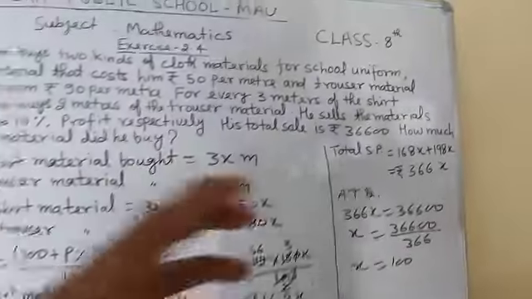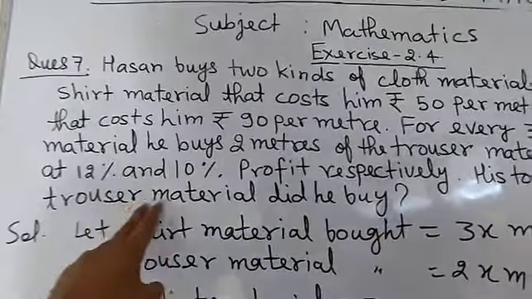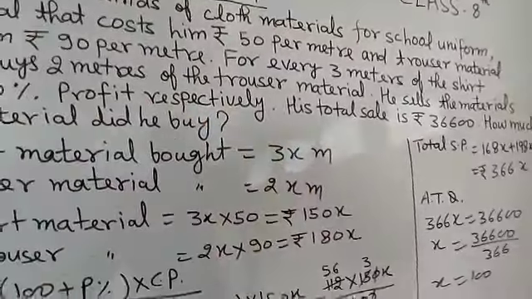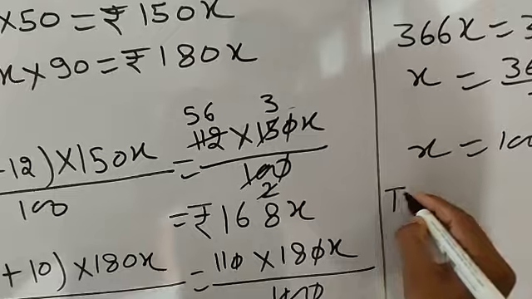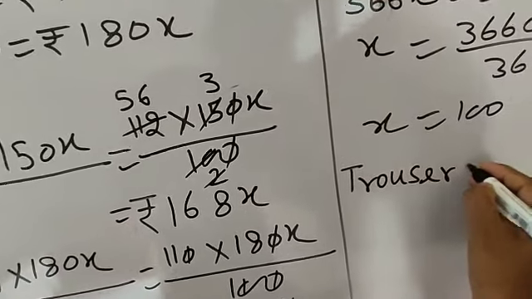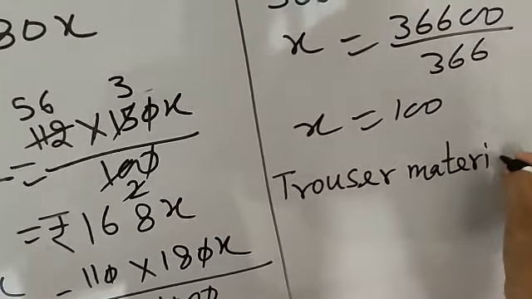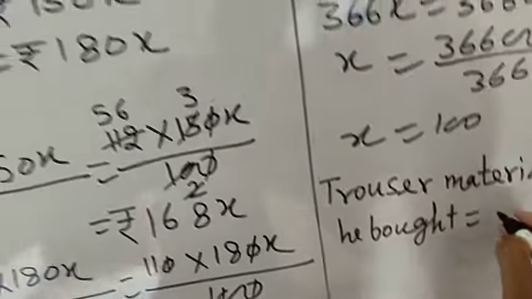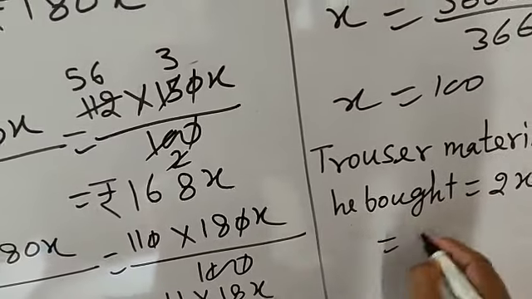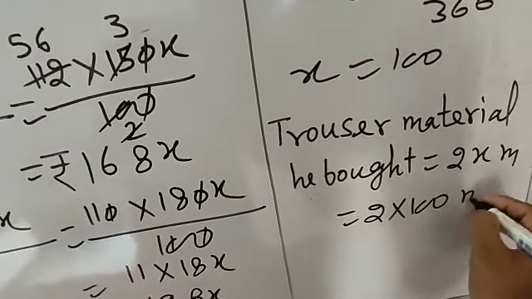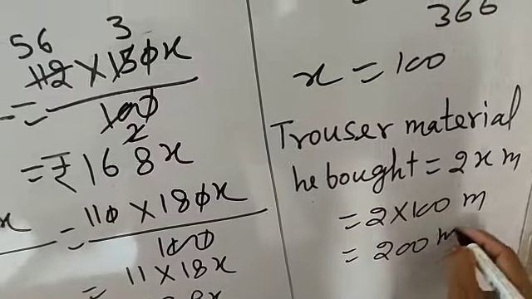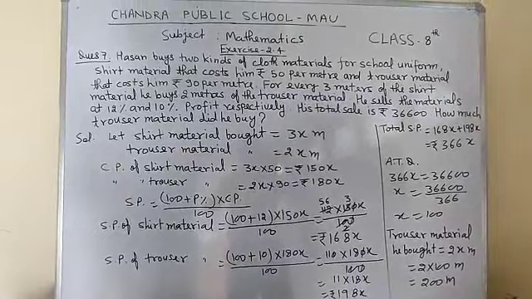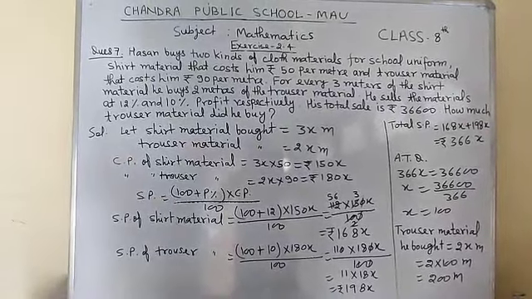In the question it is asked how much trouser material he bought, and the trouser material he bought is 2x meters. It can be written as 2 into the x value, 100, which equals 200 meters. So he bought 200 meters of the trouser material. So that is the complete solution of question number 7.